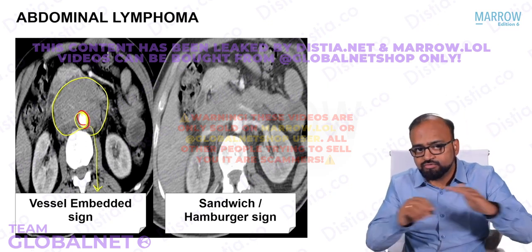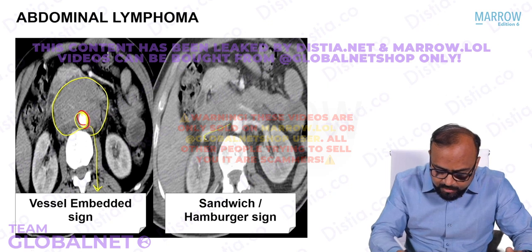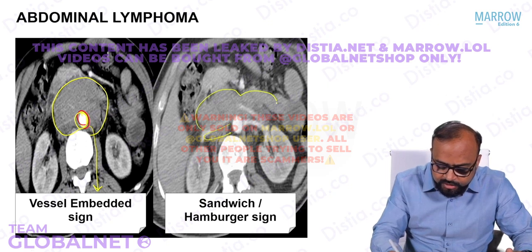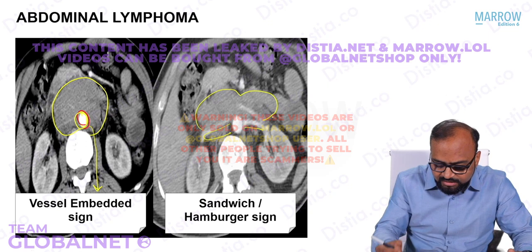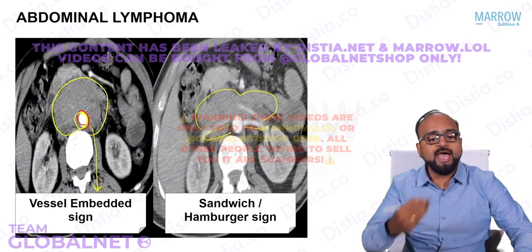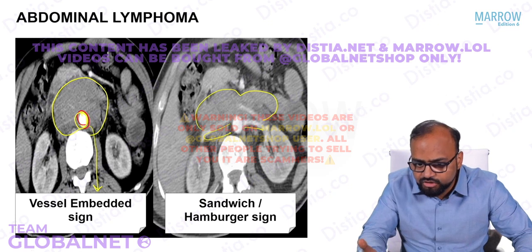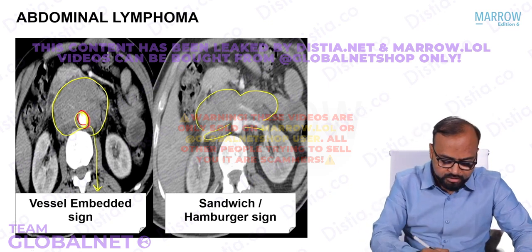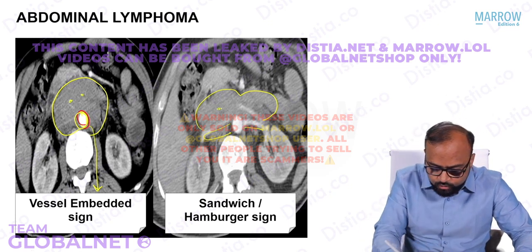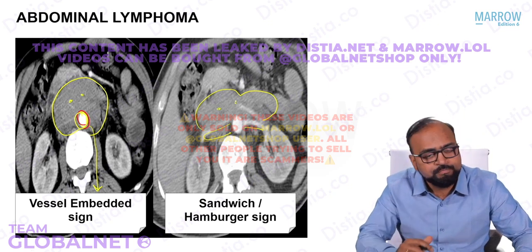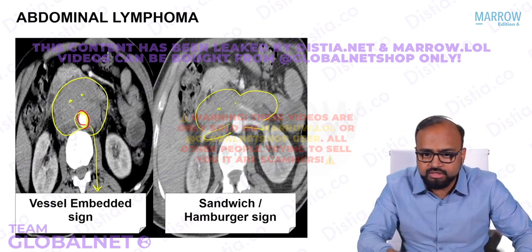Sometimes the mesenteric vessels which are passing across become completely embedded within the lymph nodal mass, and that is what is called a sandwich sign or a hamburger sign. So vessel embedded sign, sandwich or hamburger sign, these are features of abdominal lymphoma. They present with multiple confluent lymph nodal masses which show very low level of enhancement on post-contrast studies.